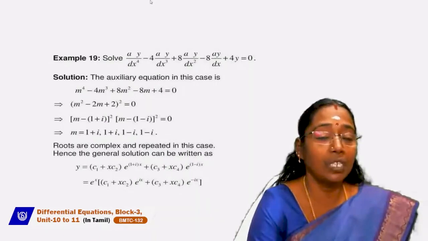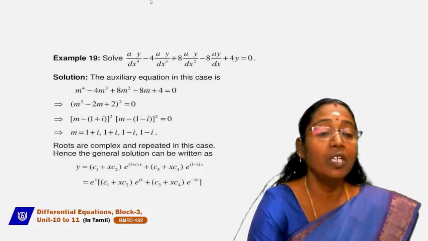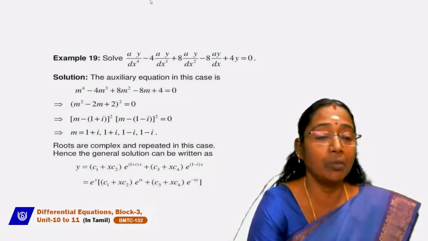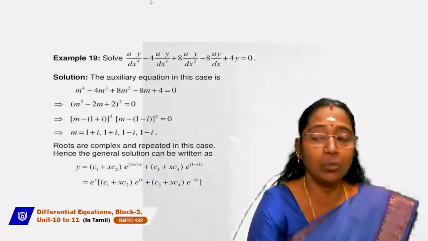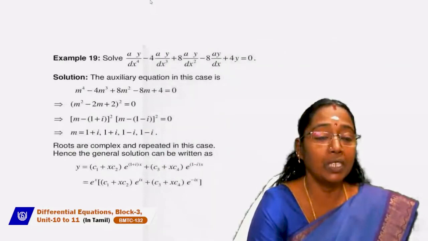You have to obtain the roots of this equation in the form of minus b plus or minus square root of b square minus 4ac divided by 2a. So once you get this, you obtain the solution as m minus of 1 plus i the whole square into m minus of 1 minus i the whole square equal to 0. Through this factorization, we obtain the roots m equal to 1 plus i, 1 plus i, that is 1 plus i occurring twice, and 1 minus i also occurring twice. These roots are complex and repeated in this case.